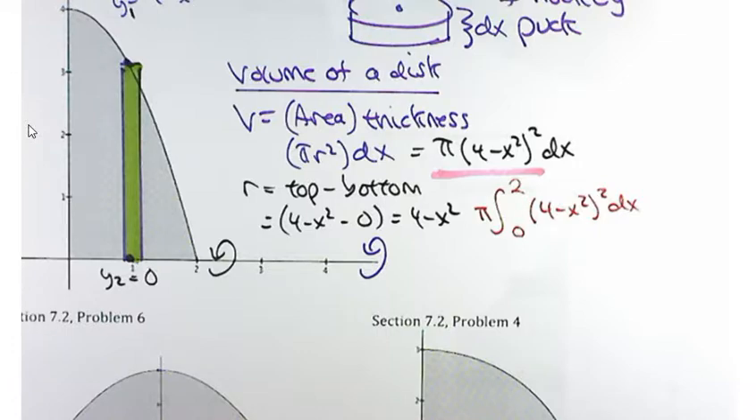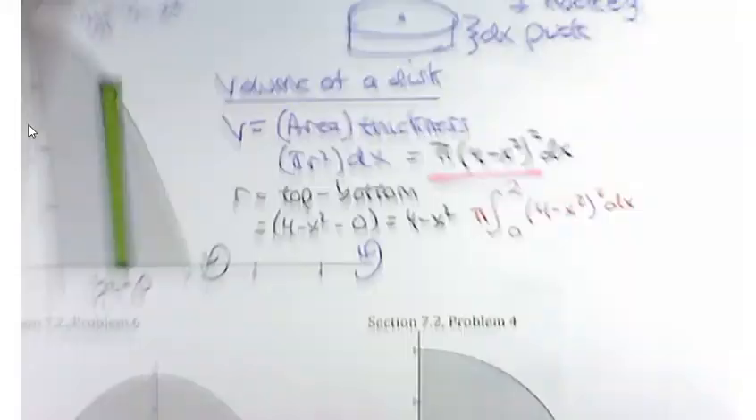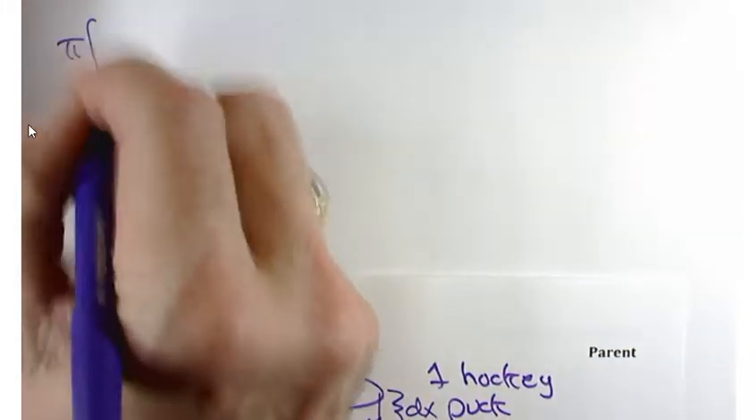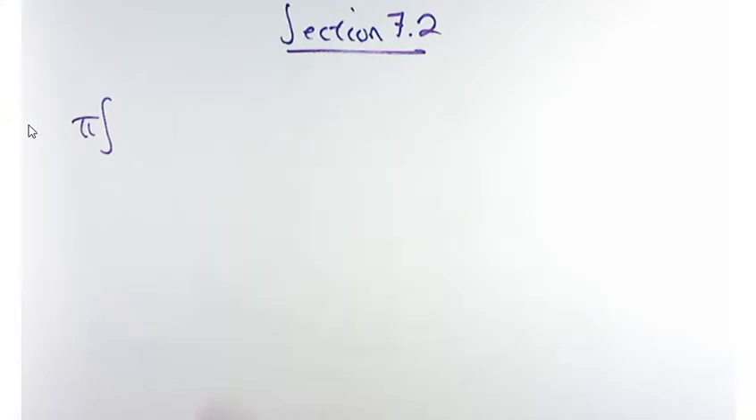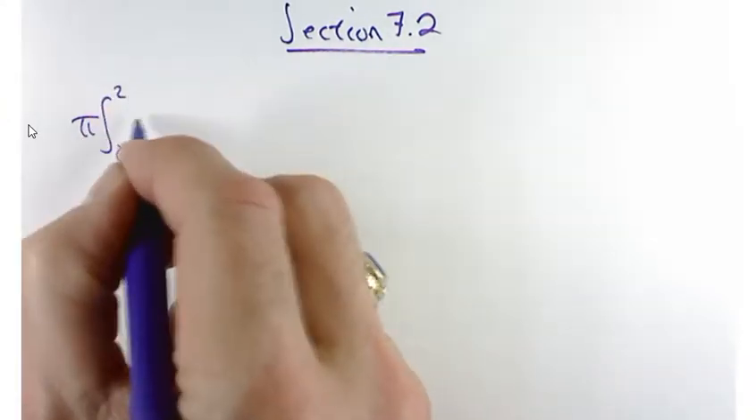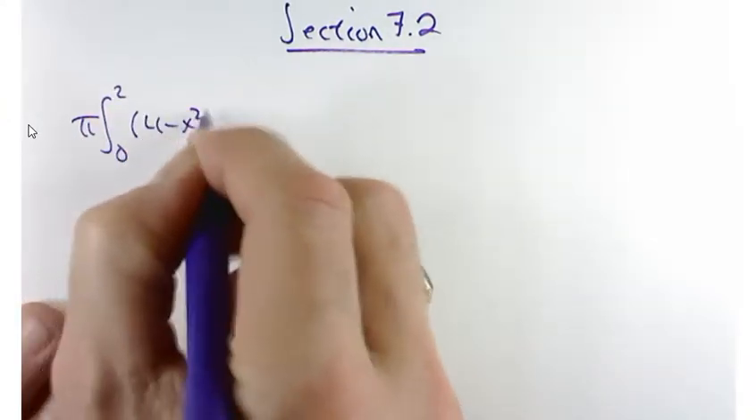Now, you know what? I've done a lot of these by just skipping to the happy ending. Let's actually do this one out. So let me take that function and put it here. So pi times the integral from 0 to 2 of 4 minus x squared, squared again.